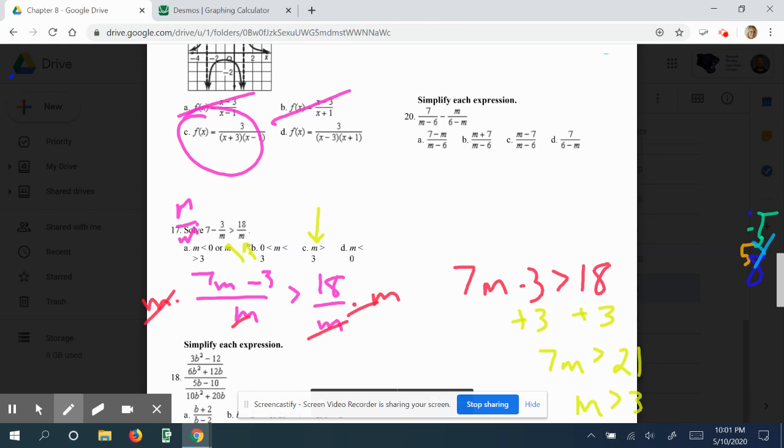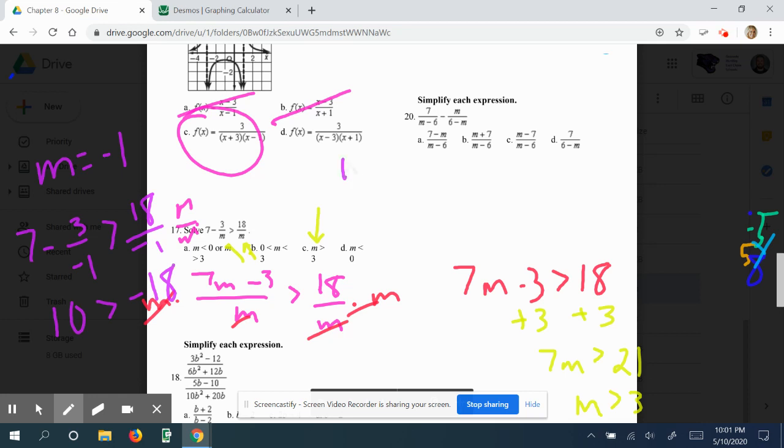Okay, well, why don't we try something that's less than 0? Let's try negative 1. So if we put in m is negative 1, this is what we get: 7 minus 3 over negative 1 is greater than 18 over negative 1, right? Well, this would be 10, because minus a negative 3 would be adding. 10 is greater than negative 18. Hey, that is true. I wonder if it works for other ones.